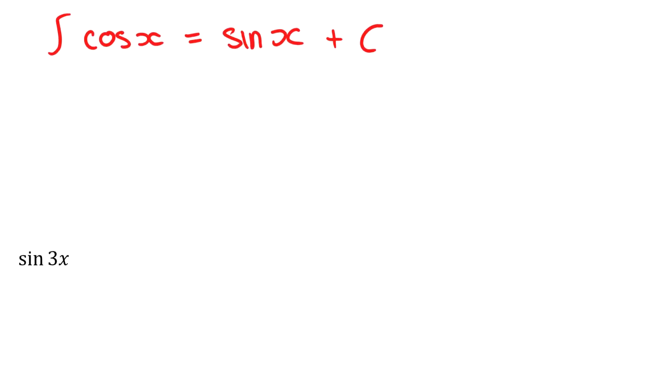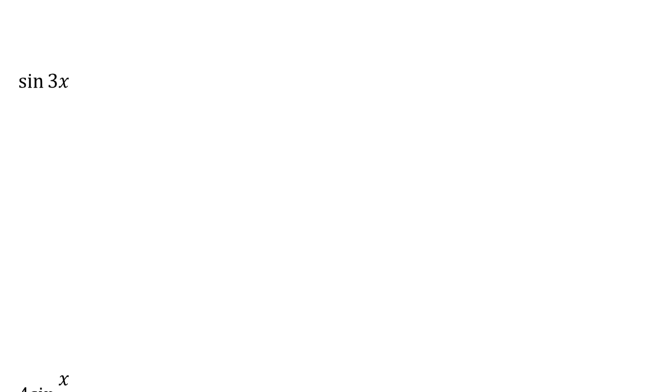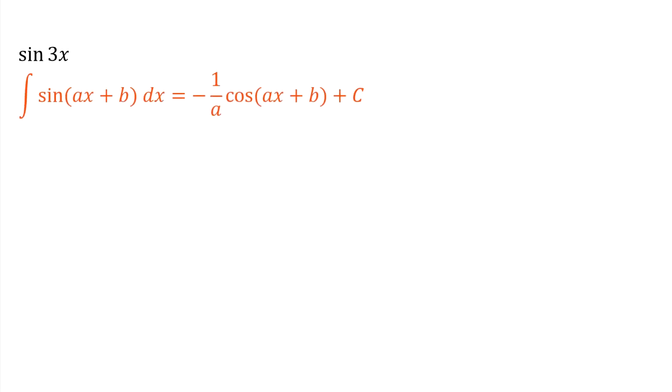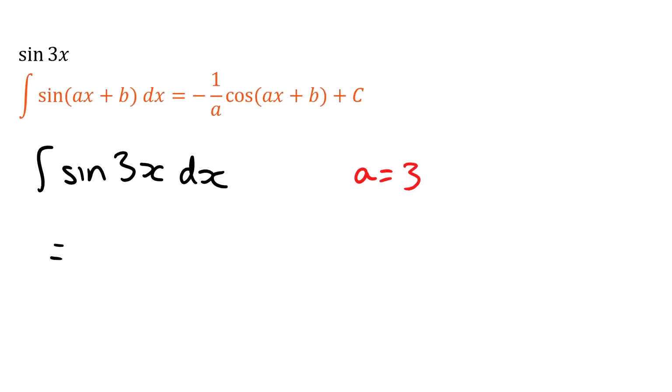Now if we move on to the next one, we've got sine 3x. We'll be using the following formula to solve this. So we have the integral of sine 3x dx. Now the a in our formula is our 3, so a equals 3 in this case. If we follow the formula above, we'll get minus 1 over 3 cos 3x plus c.